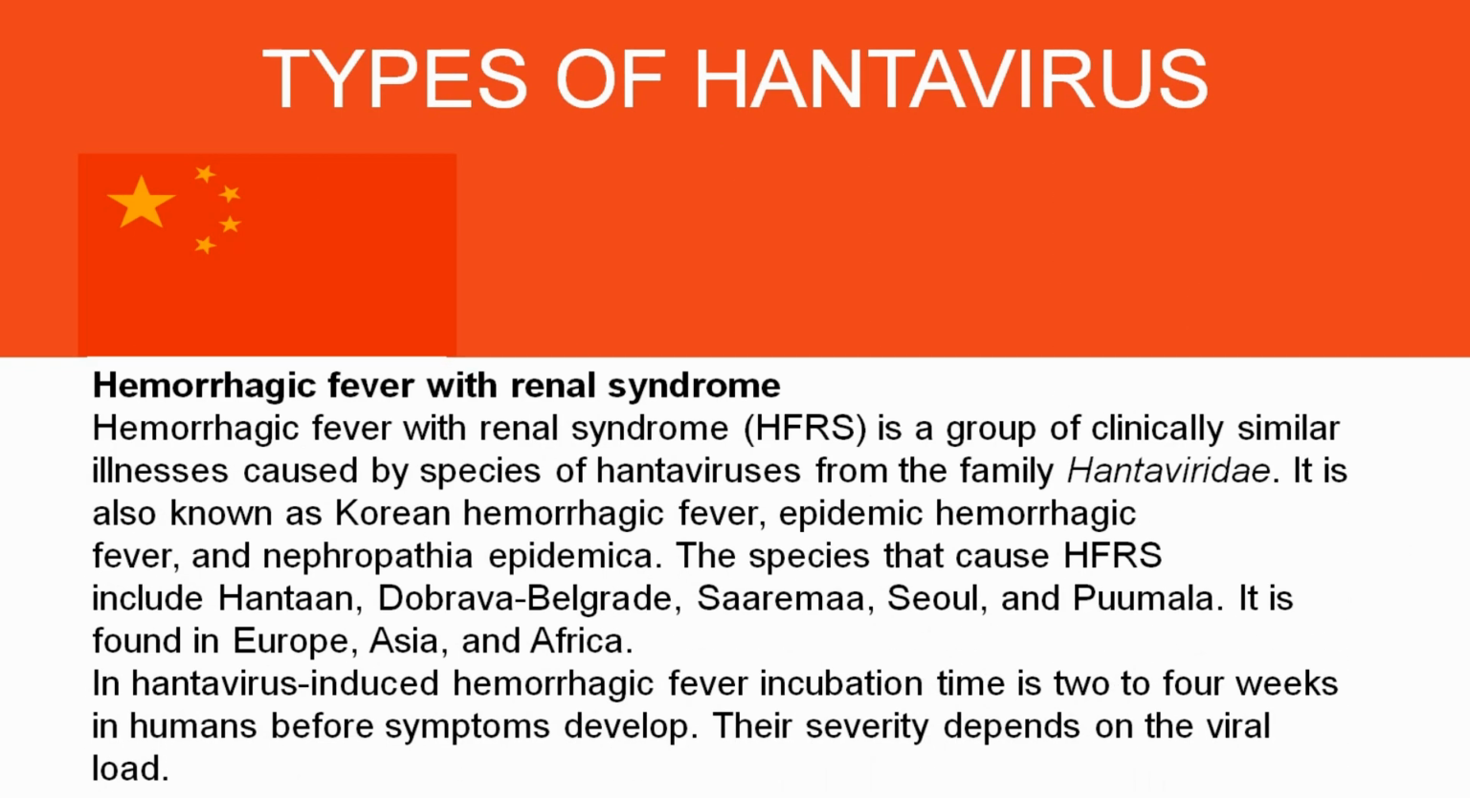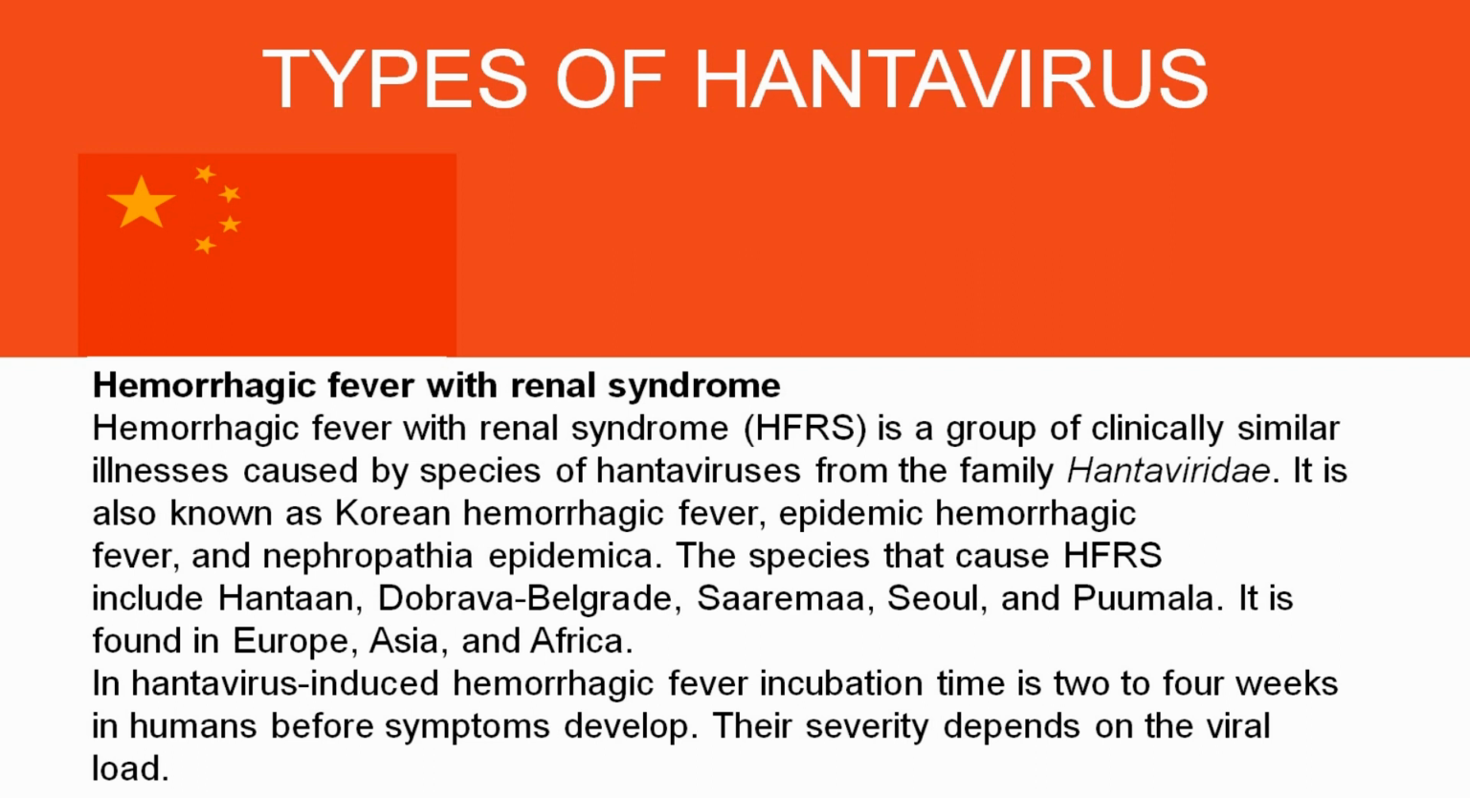Types of hantavirus. Hemorrhagic fever with renal syndrome. Hemorrhagic fever with renal syndrome (HFRS) is a group of clinically similar illnesses caused by species of hantaviruses from the family Hantaviridae. It is also known as Korean hemorrhagic fever, epidemic hemorrhagic fever, and nephropathia epidemica.